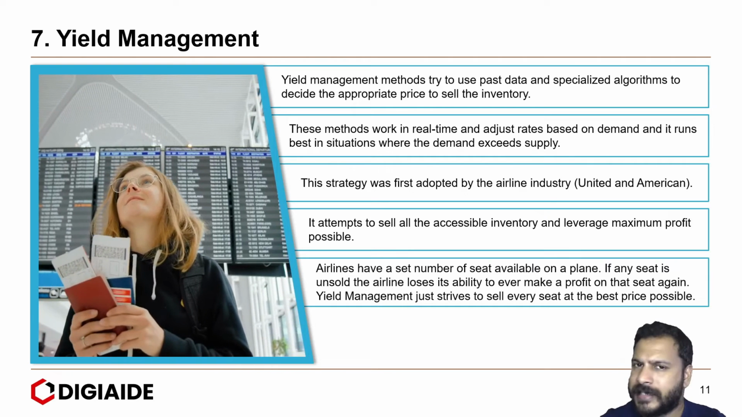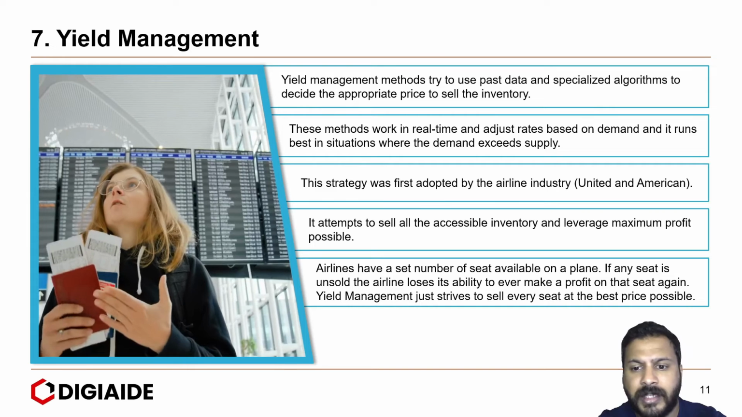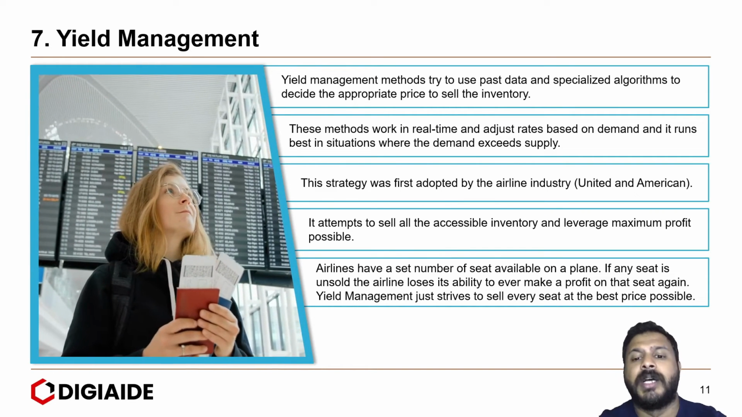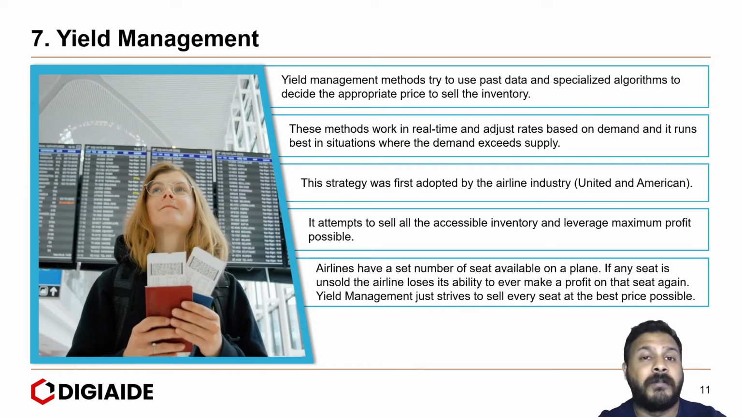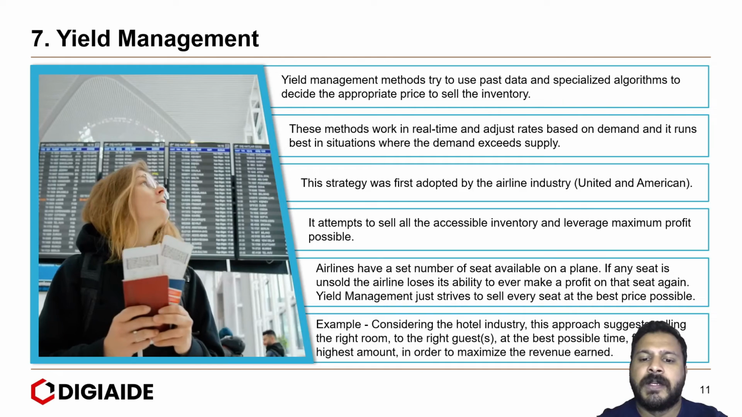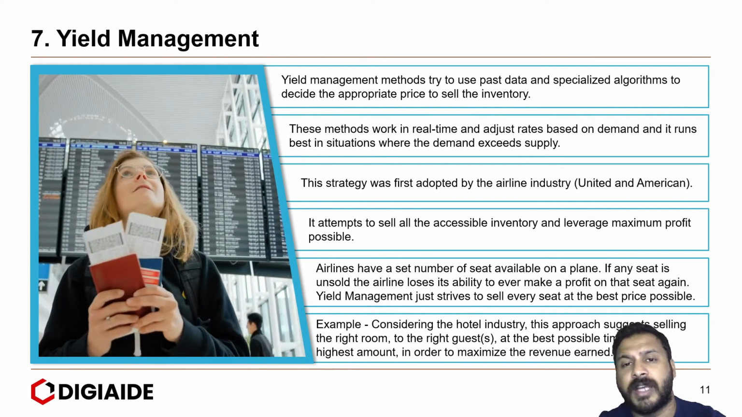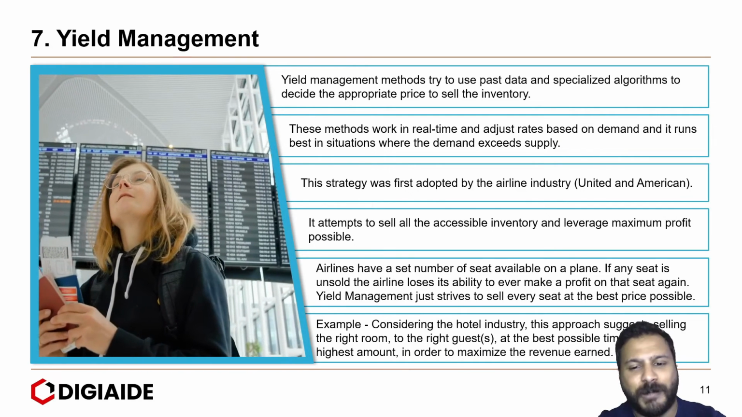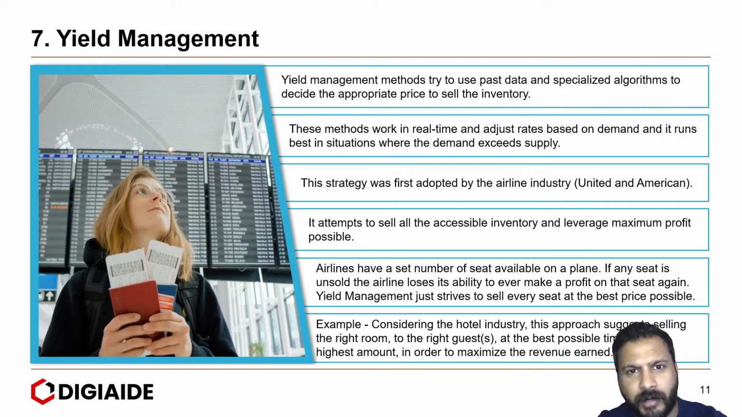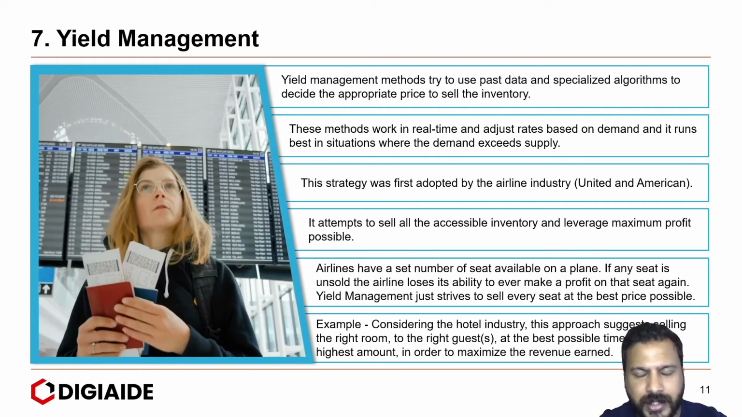For instance, airlines have a number of seats available on a plane. If any seat is unsold, the airline loses its ability to ever make a profit on that seat again. Now, yield management here just tries to sell every seat at the best price possible. The same applies in the hospitality business. Considering the hotel industry, this approach suggests selling the right room to the right guest at the best possible time for the highest amount in order to maximize the revenue earned. Ideally, there is software available for yield management that is adopted by the hospitality and airline business.